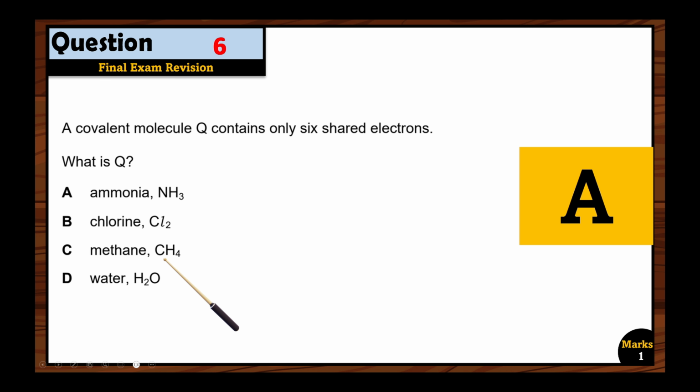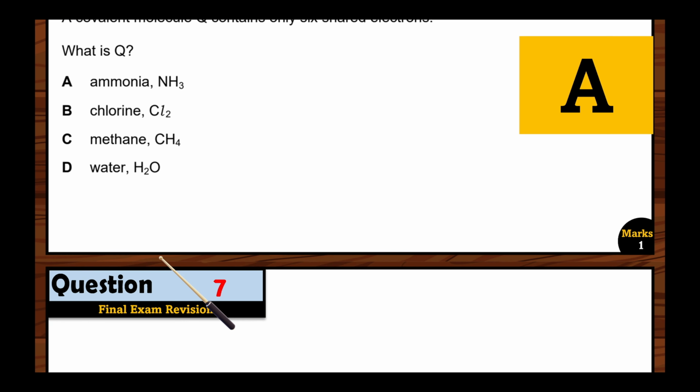But this trick is only for those covalent compounds in which there is no double bond. Remember that, no double bond. And then you have to just count the number of atoms present. For example, if the atoms are 5, then the bonds will be 1 less, so 4 bonds are present. That means 8 electrons are shared, okay? Because each bond is sharing 2 electrons.